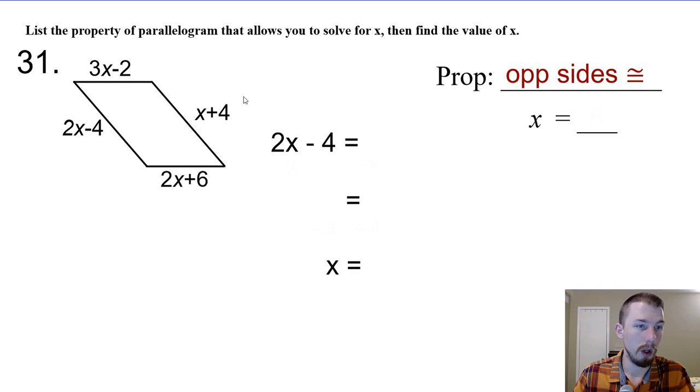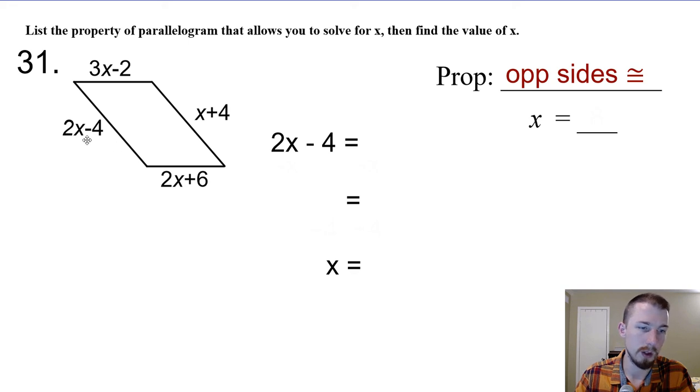All right, so list the property of the parallelogram that allows us to solve for x. So on this one, we are looking at the, ooh, that's actually not correct. So on this one, oh yeah, no, that is right. So we know the opposite sides are going to be congruent. So that's a property that we're going to use to be able to solve for x. And then you could set either one of the opposite pairs of sides equal.